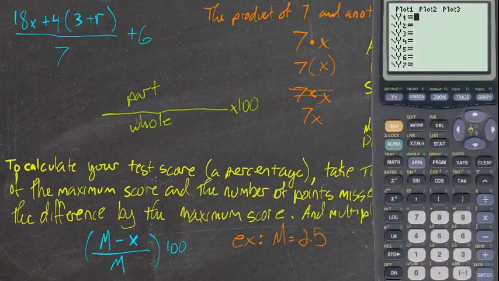Okay, so let's bring this back up. So the maximum score is 25 points. So these m's will be 25. So let's see, I want this numerator to be grouped together and then divided by m, right? So I'll group them together with parentheses. 25 minus, well, that's the variable, how many points you miss. Okay, I want to divide that by the maximum score, so that'd be 25.